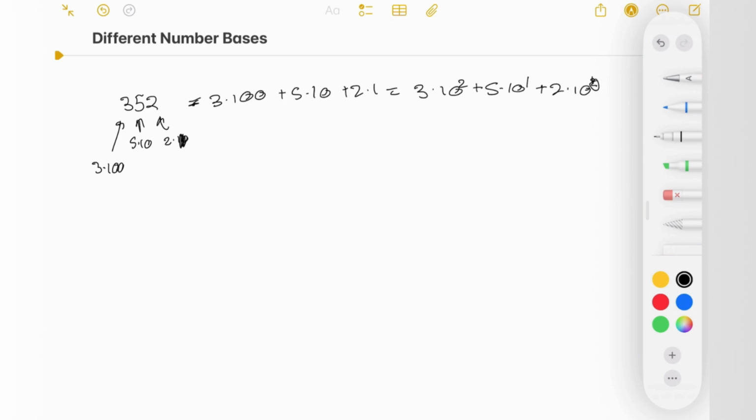The digits we use are 0, 1, 2, 3, 4, 5, 6, 7, 8, and 9.